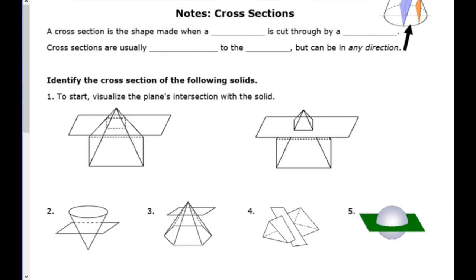So, we could say a solid, or in this case, off to the left here, we have a cone. We'll just say solid, because we're not talking about conics. A solid is cut through by a plane. Y'all remember a plane is a flat surface with no thickness, so it cuts through things, right? Cross sections are usually parallel to the base, but can be any direction, okay? Usually a cross section matches the base because you cut it, you look at it, look at that, okay?